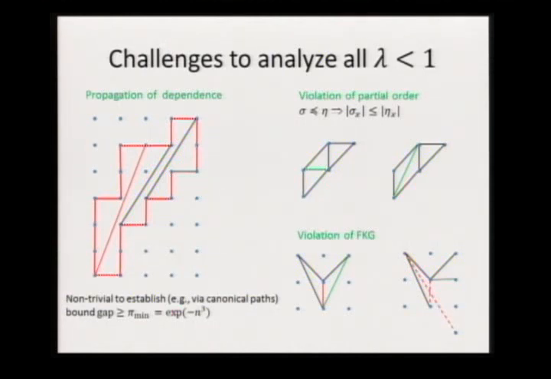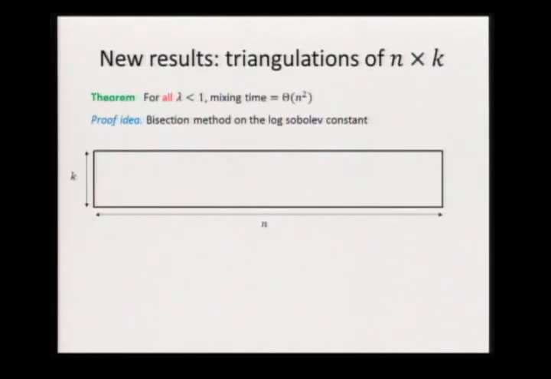So what did we manage to do to try to analyze this system all the way to lambda smaller than 1? First we look at not the n by n triangulation, but the region n by k, where you can think of k here as being independent of n, just some constant. So let's look at triangulations of the n by k.